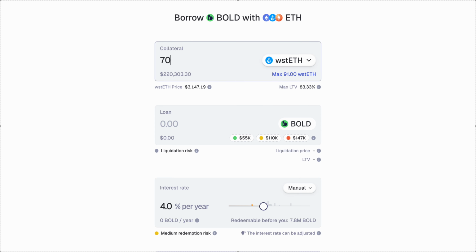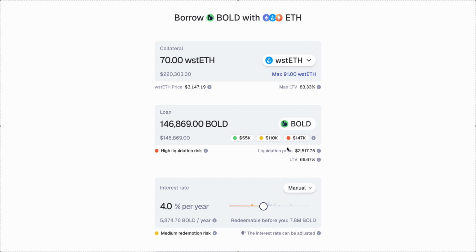I pick 70 staked ETH, which gives me a certain backing for my loan. Then how much I want to borrow. There are a few presets with different liquidation risks. Now that means, for example here, that if the price of staked ETH drops from 3147 to 2517 and below, you would be liquidated.